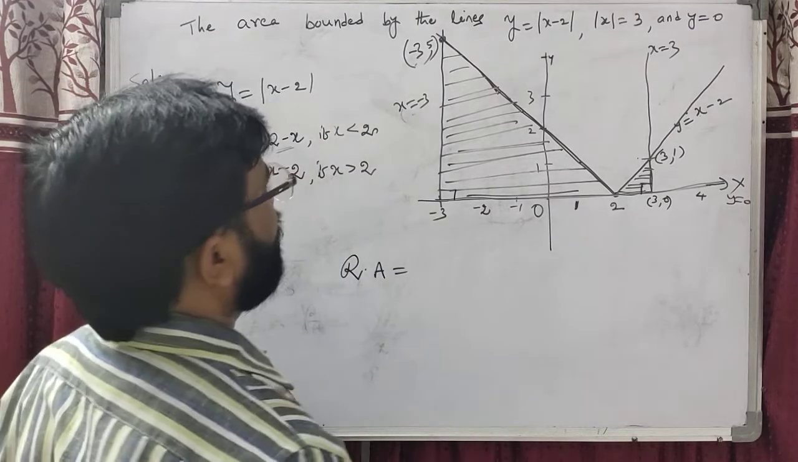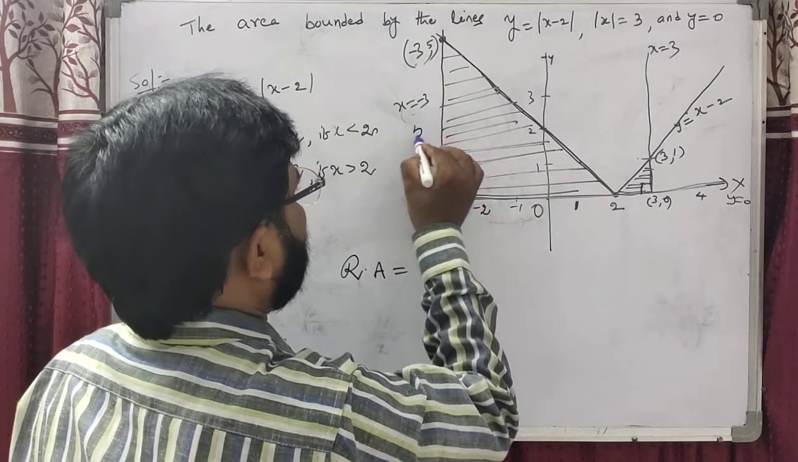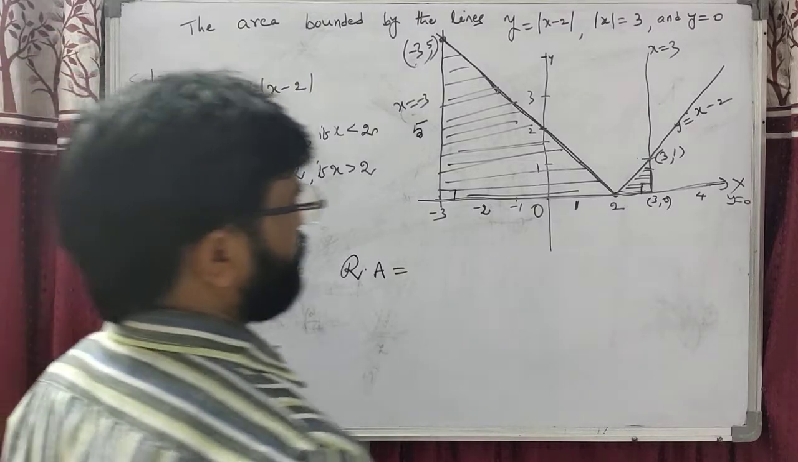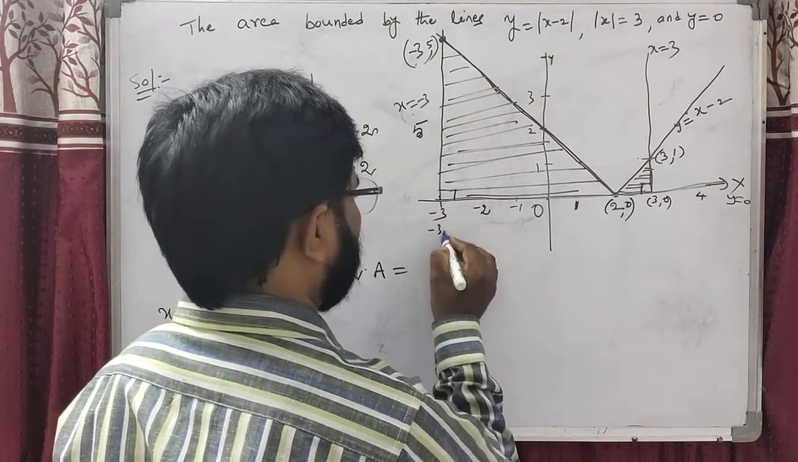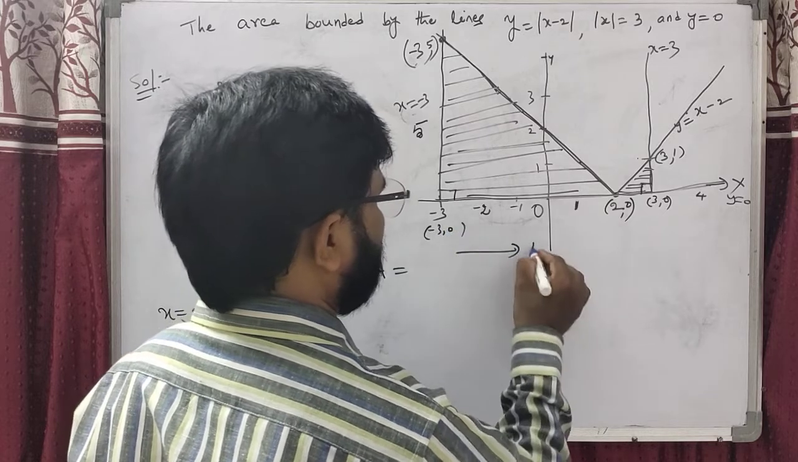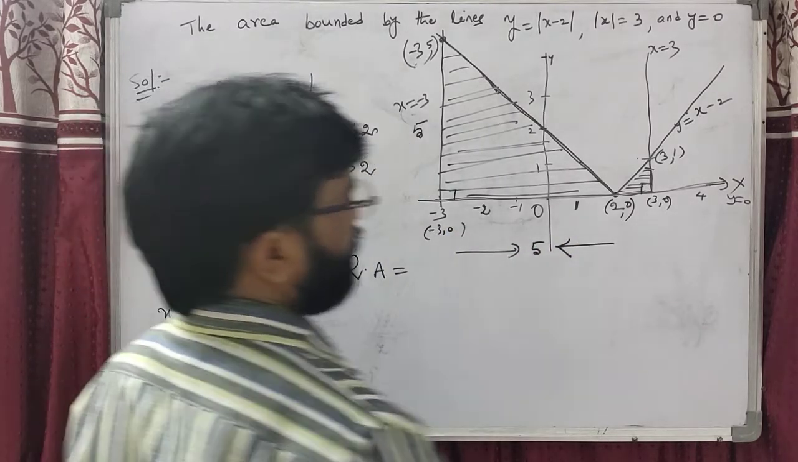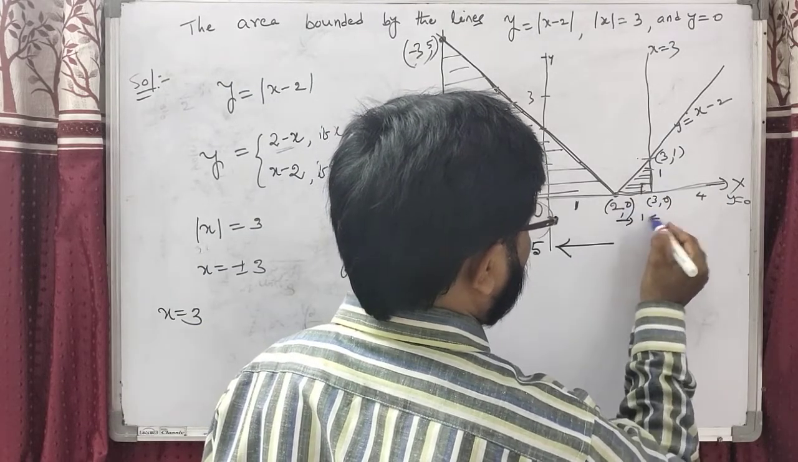First, the height here is undoubtedly 5. This is the 5. Now the difference: this is (2, 0) and this is (-3, 0). The distance is 5. Now dear students, this height is 1. 3 minus 2 is also 1.